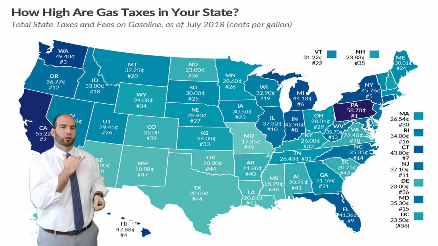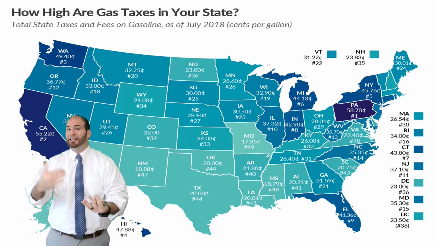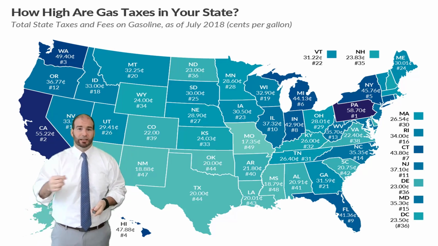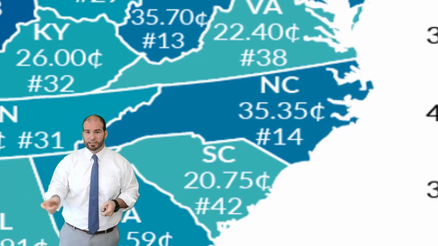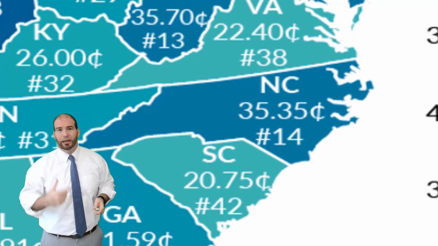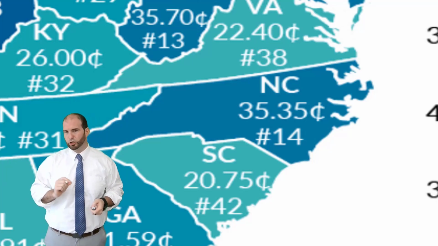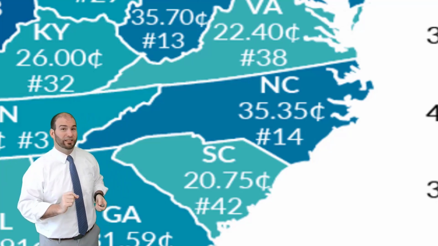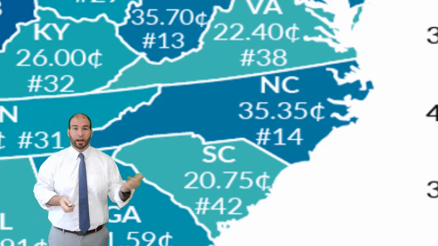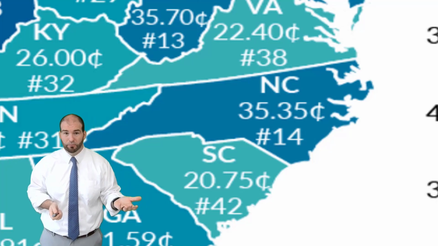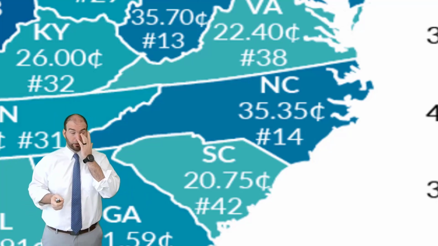So I want to bring into focus here, this is gas taxes, excise taxes, additions to the taxes in your state. I want to point out North Carolina here. 35 cents per gallon is added in an excise tax. If you notice, South Carolina, just below North Carolina, is 20 cents. Actually, 21 cents, 20.75. All right. So North Carolina has one of the higher taxes on gas. All right. South Carolina has one of the lower ones. So gas in South Carolina is cheaper.